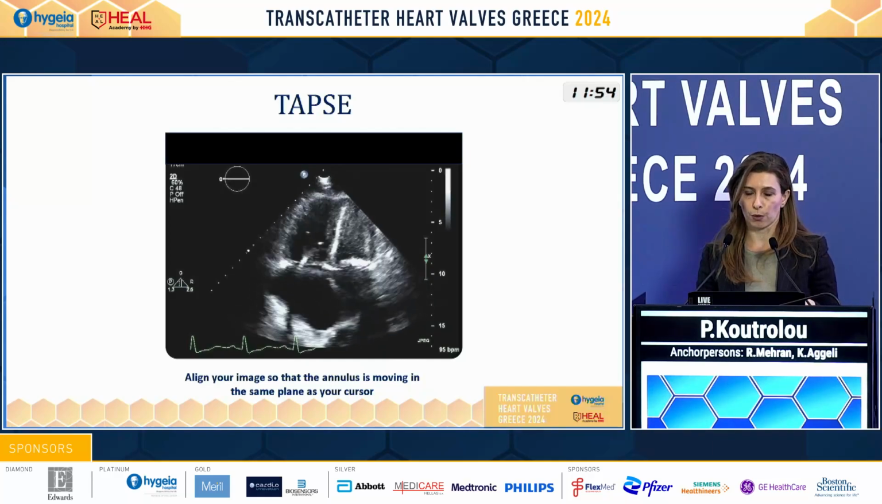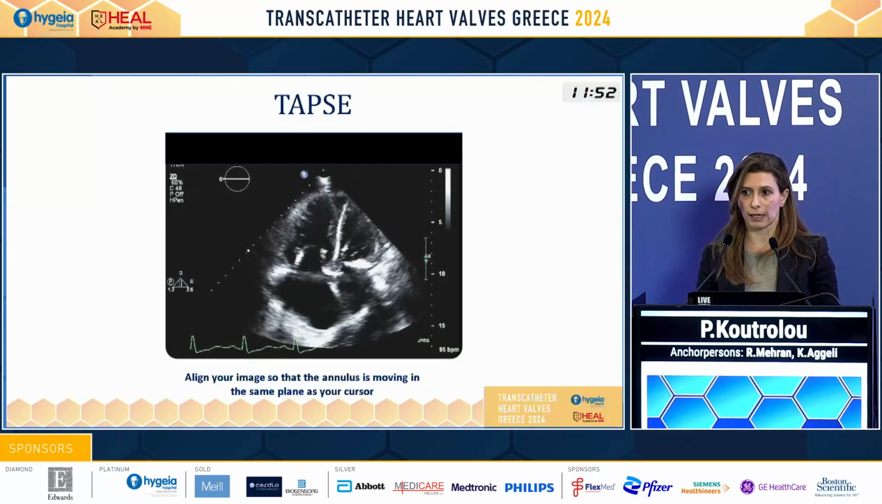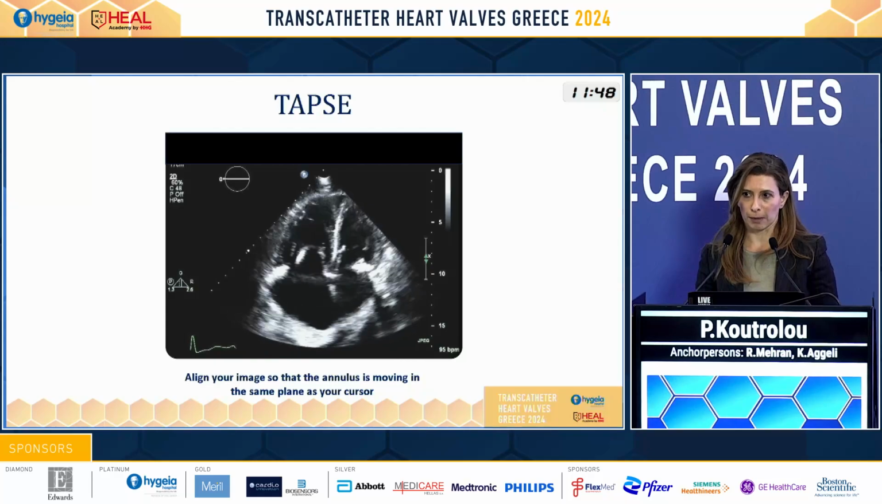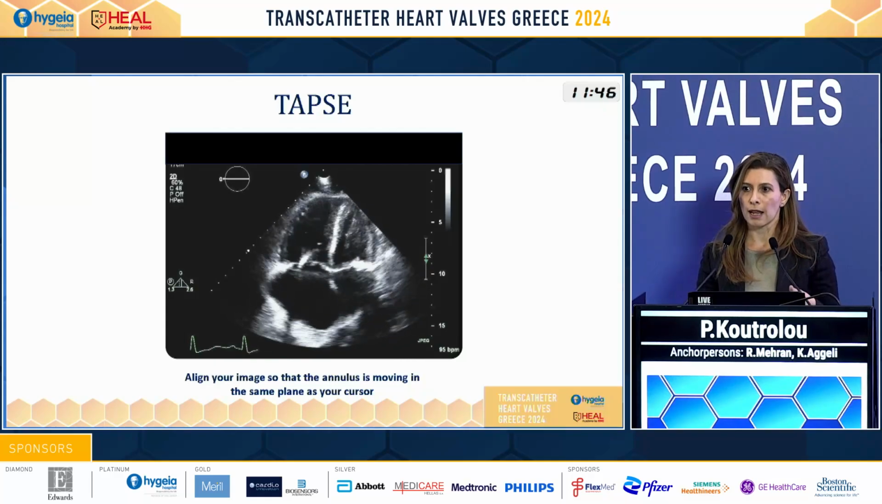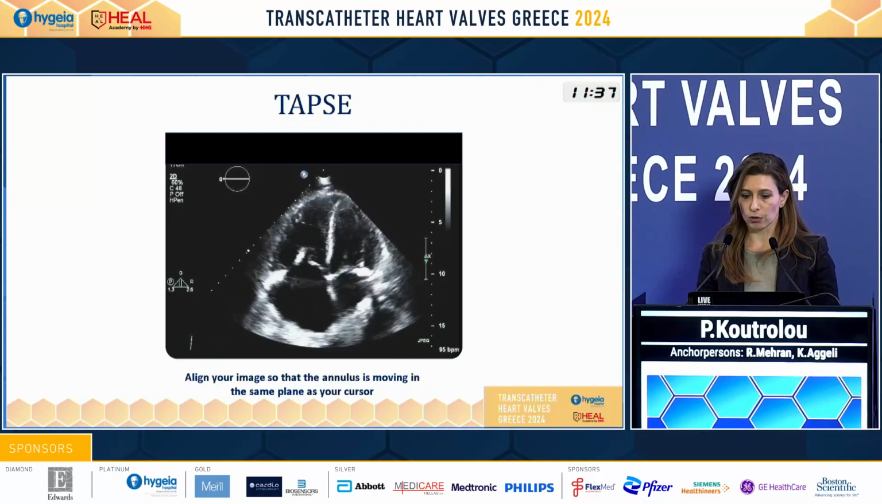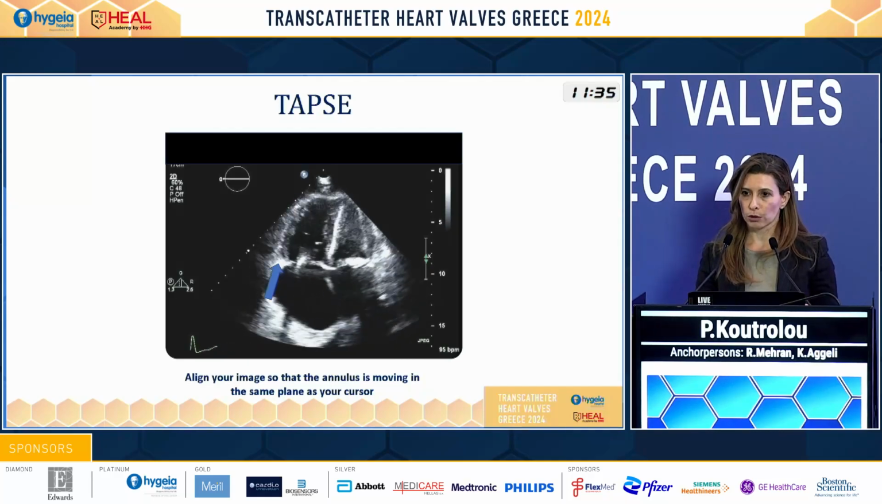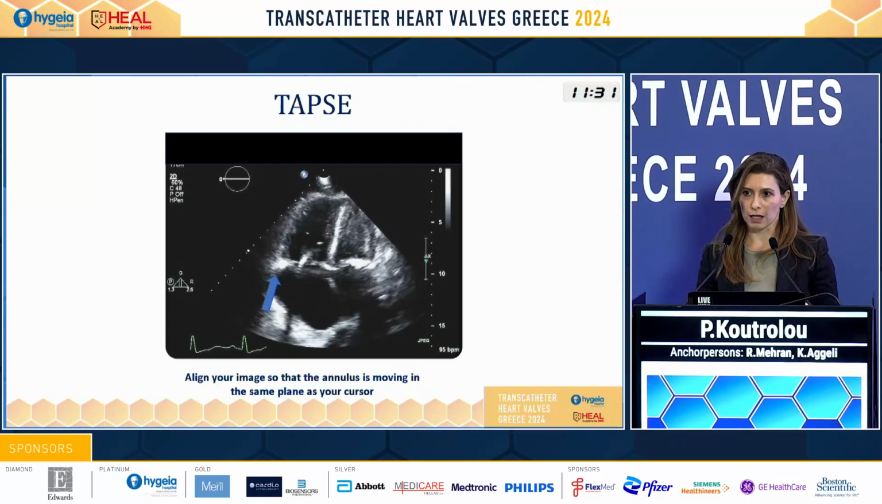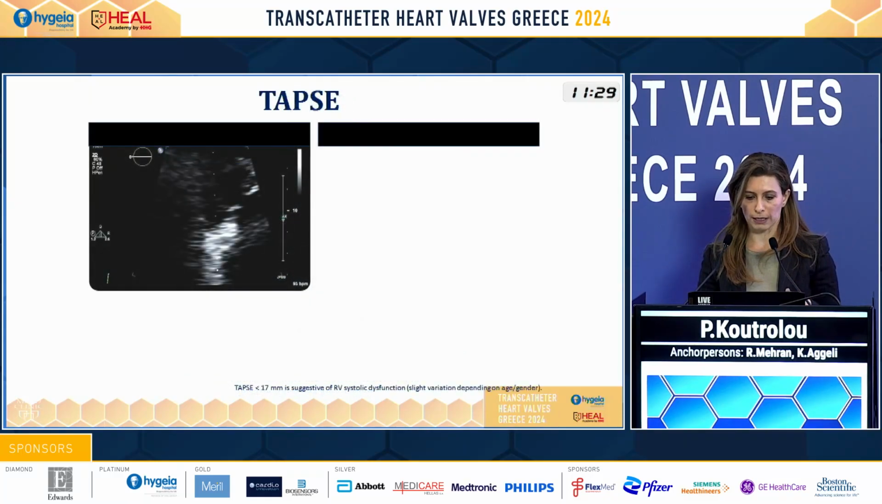With the TAPSE, we actually evaluate the longitudinal movement of the right ventricle. TAPSE is tricuspid annular plane systolic excursion. We evaluate the distance that the tricuspid annulus moves up and down during systole. It is important to align our cursor parallel to this longitudinal movement of the tricuspid annulus.